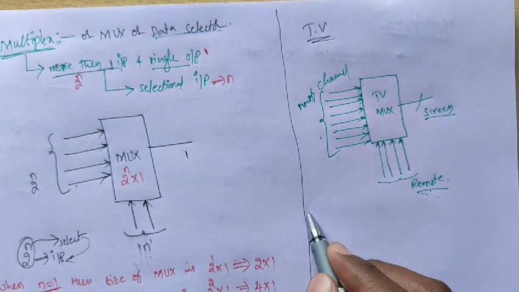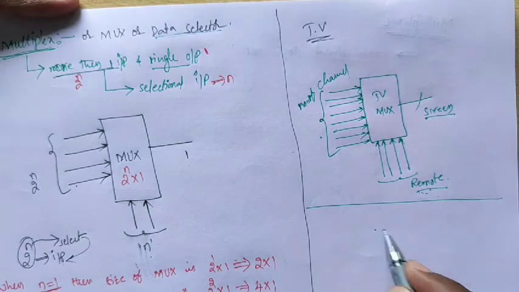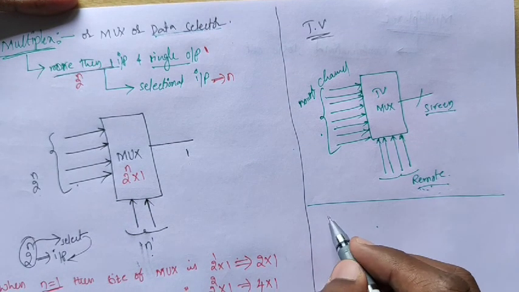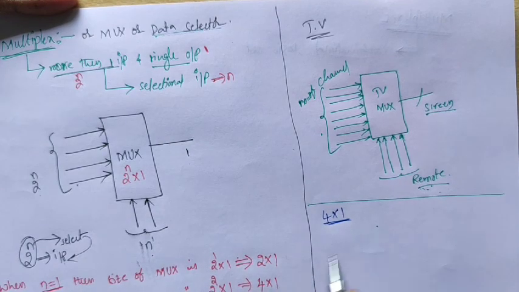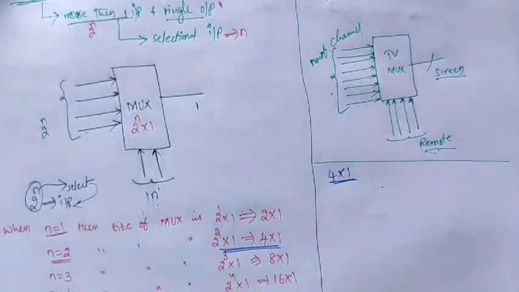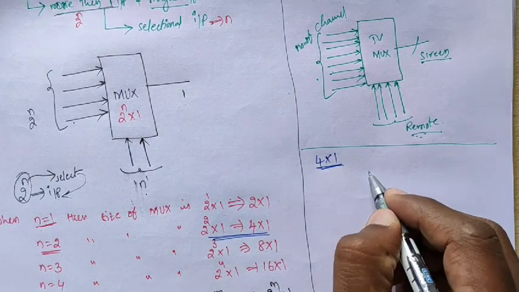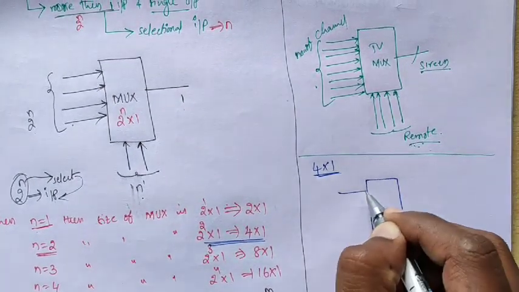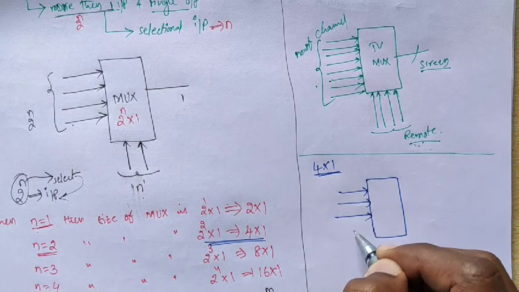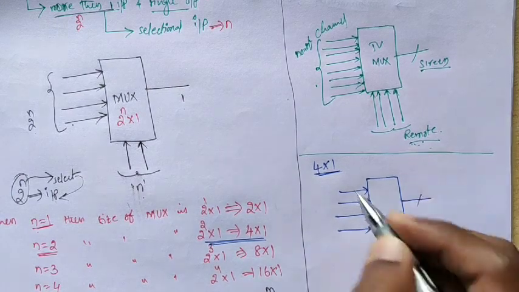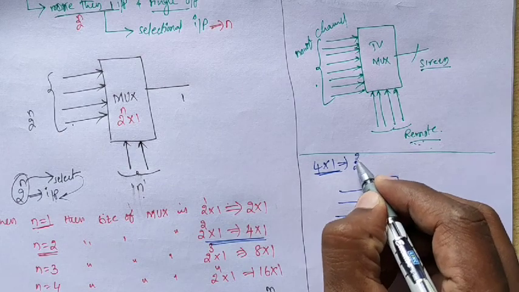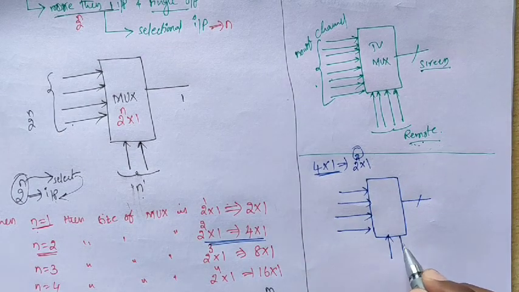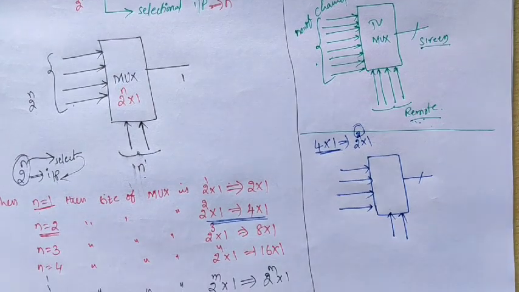Suppose we consider the size of the multiplexer, and how to select those inputs, that we'll see. The size of the multiplexer is 4:1. That means 4 inputs, single output: input 1, 2, 3, 4, single output. 4:1 we can write as 2 to the power of 2 by 1. The 2 indicates the number of selection lines.